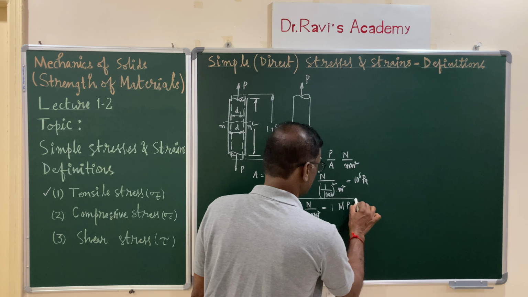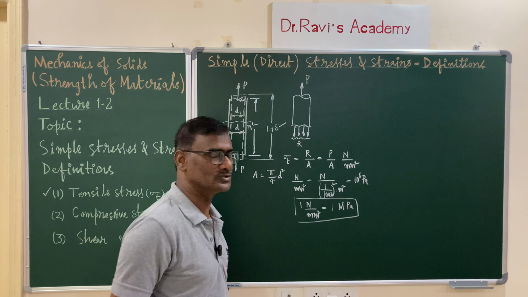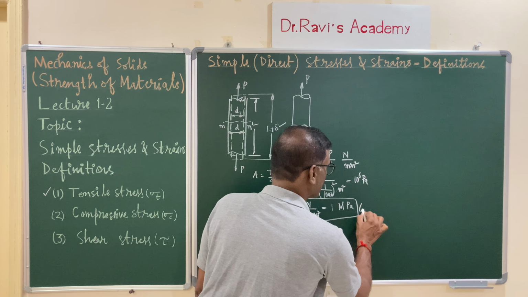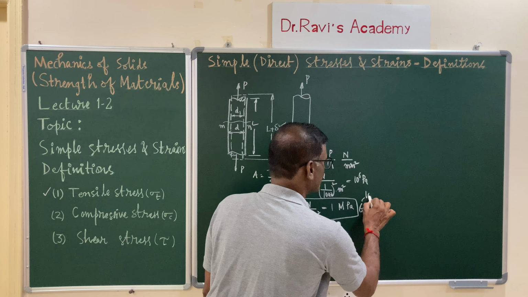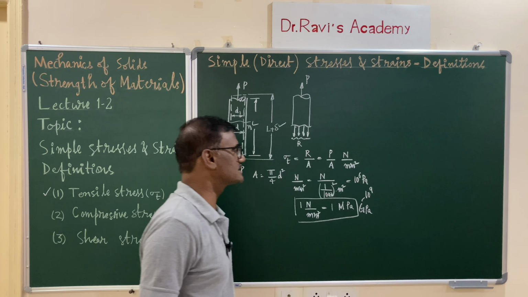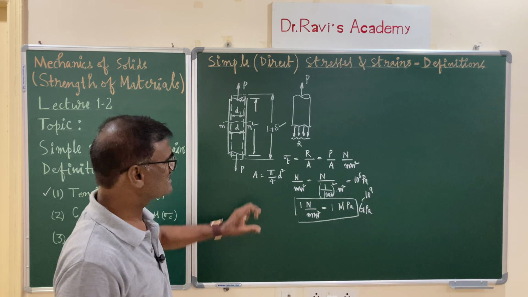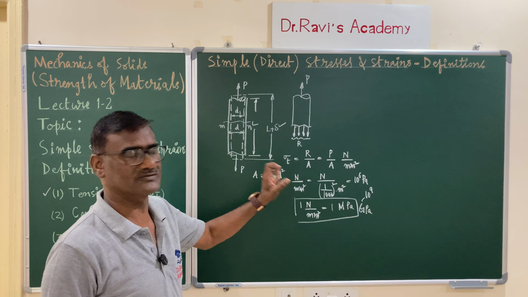This is the conversion factor or units usually used, and you will be using even gigapascals also. Giga is nothing but 10 to the power 9, so 10 to the power 9 Pascals is gigapascals. So this is exactly the concept of stress.